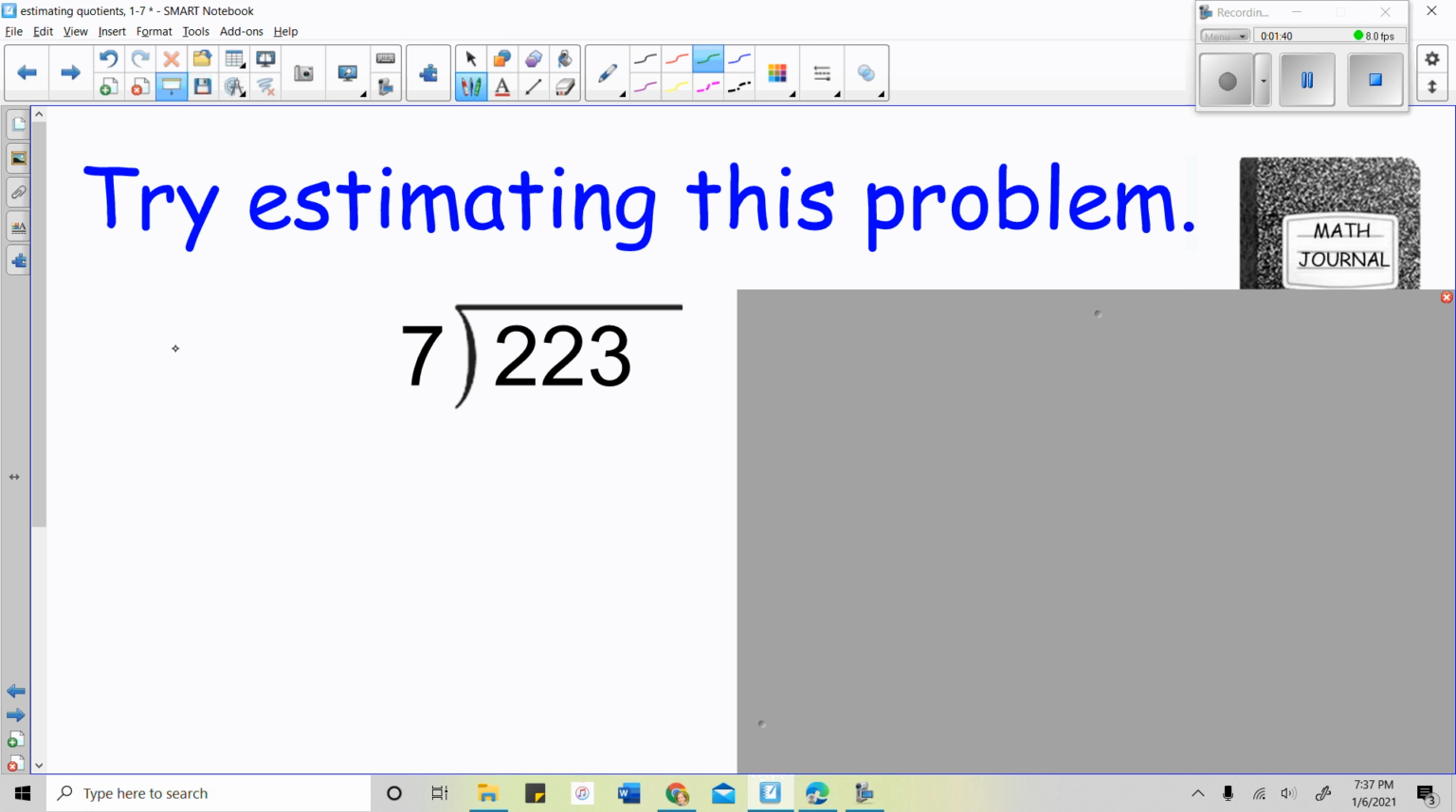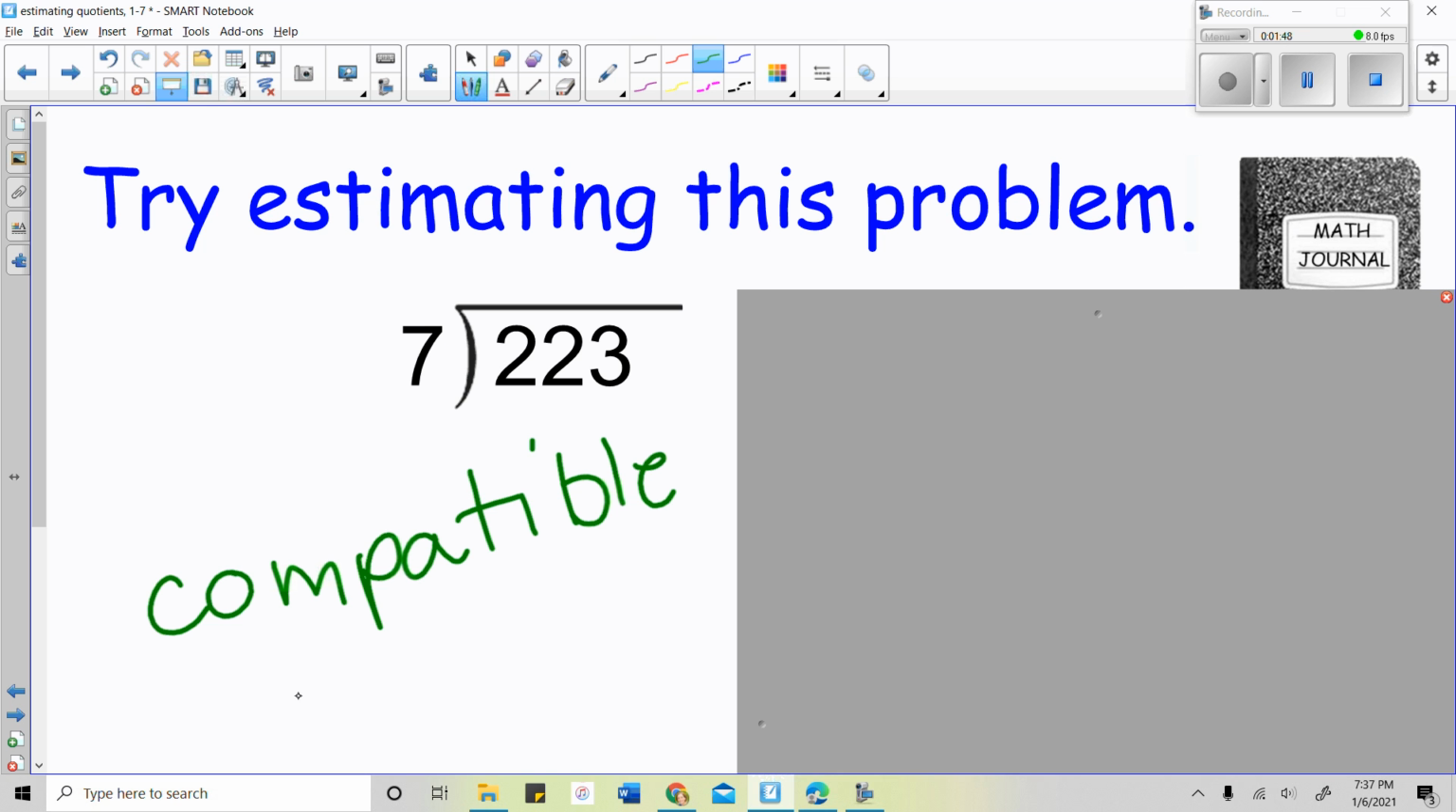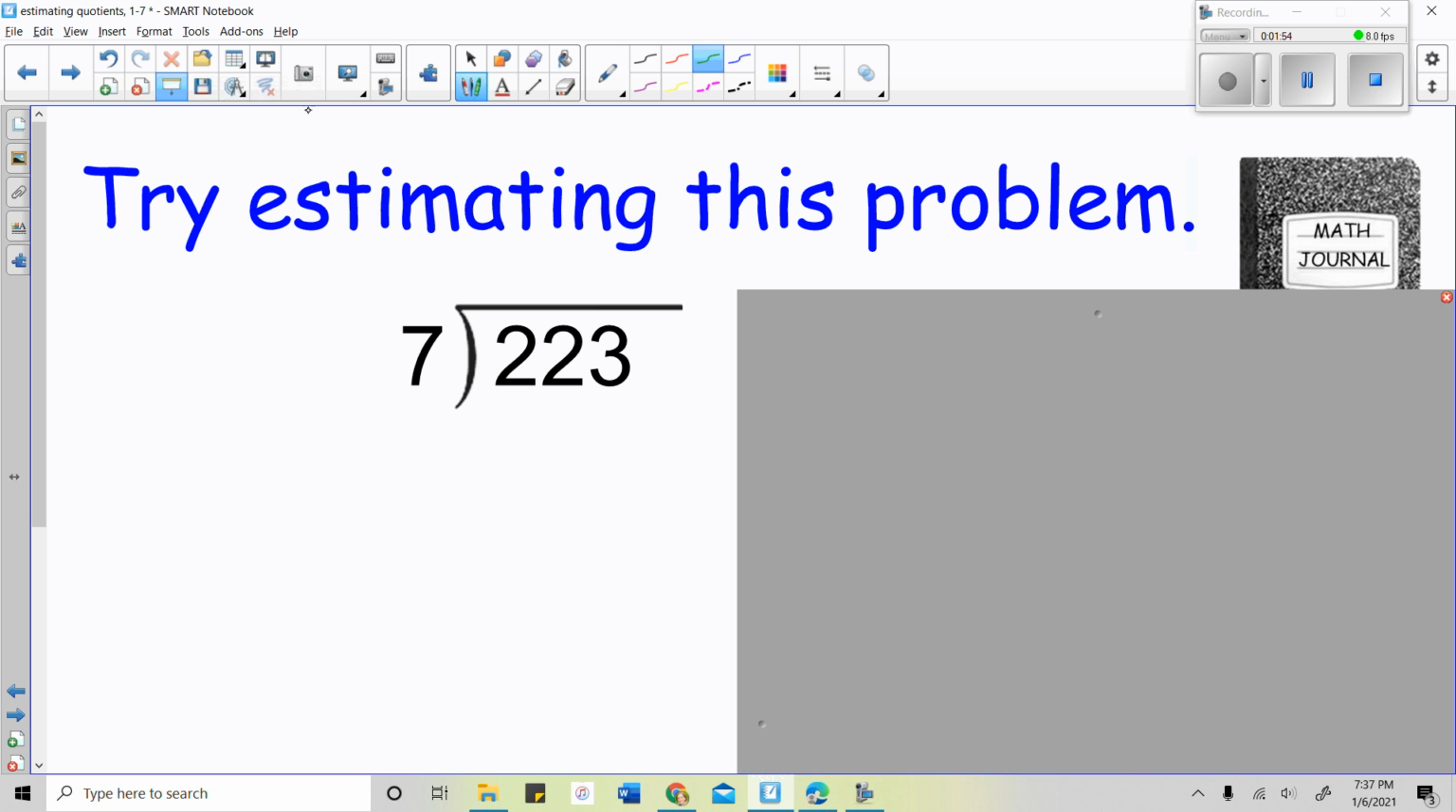So we have to do something totally different on this estimate, and it's called getting a compatible number. Okay, so compatible number. Now, compatible means it's close. Okay, it's a number that's close, that works well with it. It's not the same as rounding. Now, instead of looking at your whole dividend, the whole 3 digits, we're just going to underline 2 of the digits.